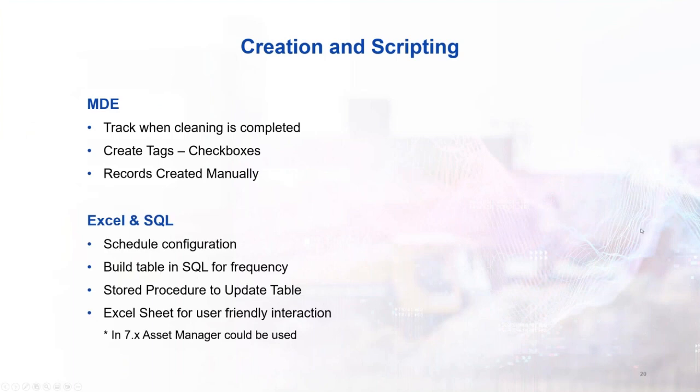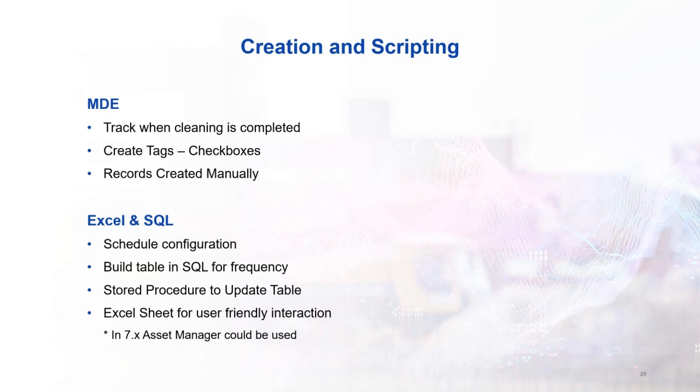All right, next we'll pop over to the Excel sheet. So again, this is what we use to schedule our configuration. We had to build a table in SQL for those frequency values because we wanted to store these constants. And there is a stored procedure that updates the table, and we'll look at the code real quick in Excel. We used an Excel sheet because it's very user-friendly, so someone who's not familiar with SQL would be able to use this spreadsheet to edit it in the database.